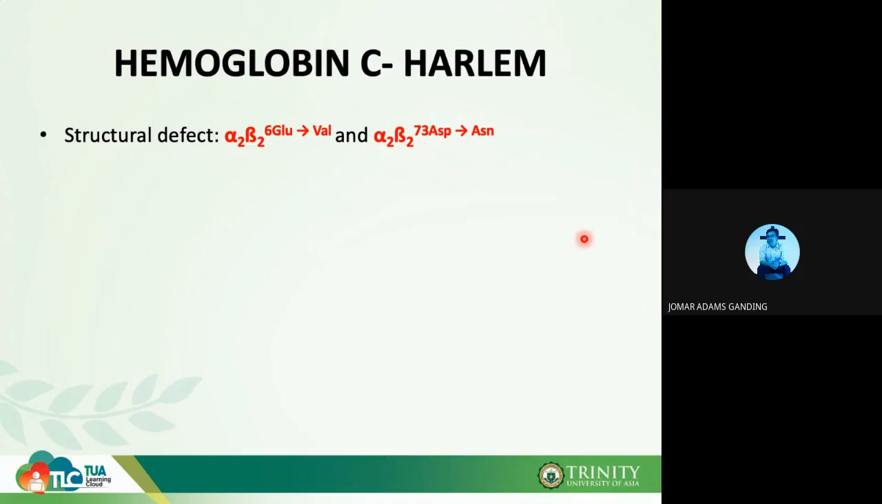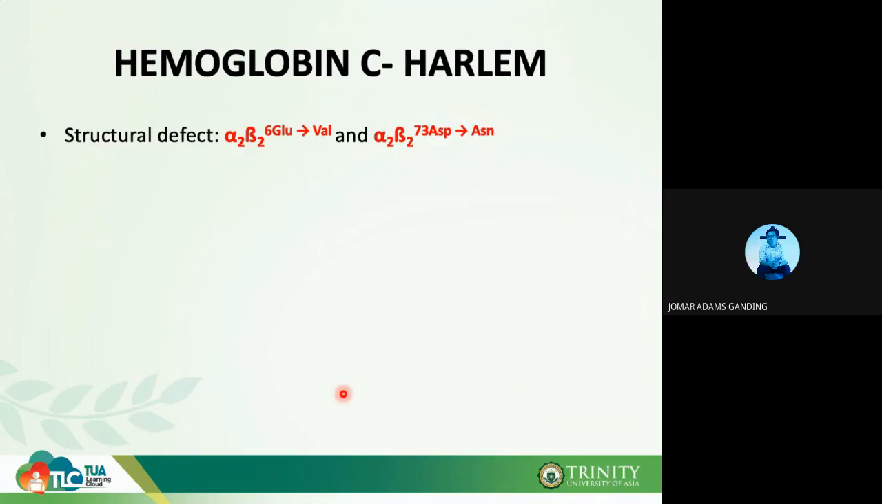Your hemoglobin SC Harlem, collectively we call it the hemoglobin SC Harlem. So, this is a combination of your hemoglobin S and hemoglobin C. Okay? Hemoglobin S and hemoglobin C.